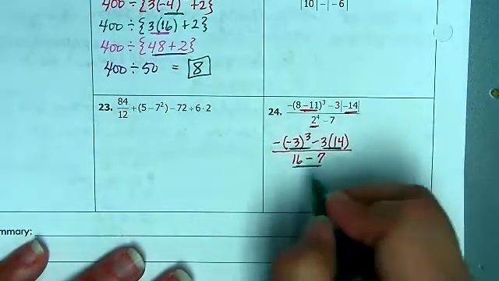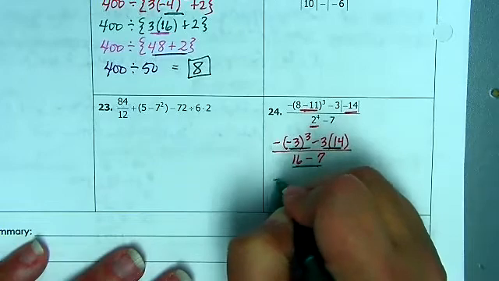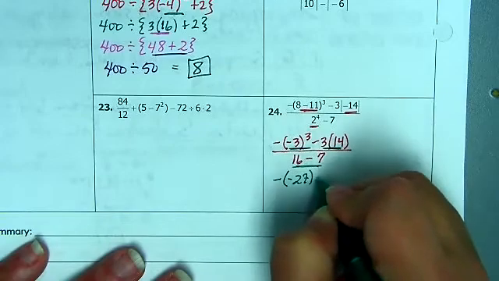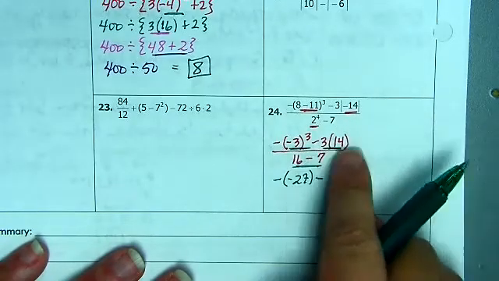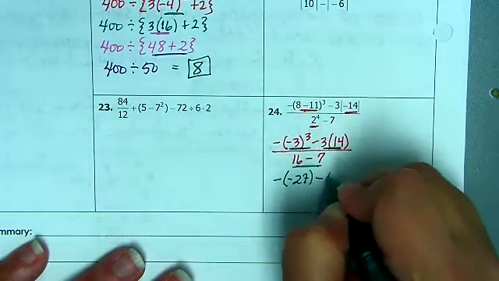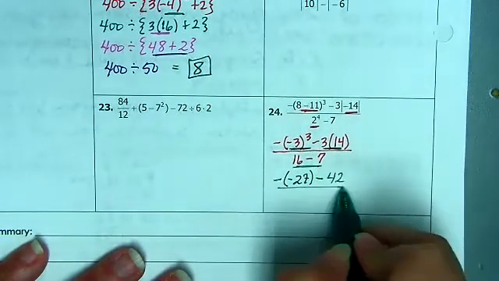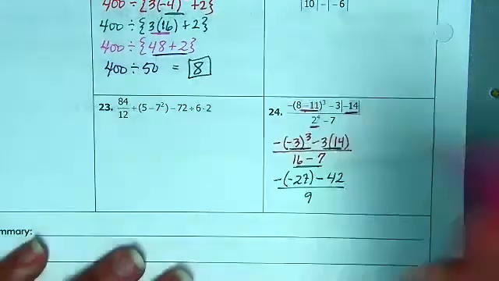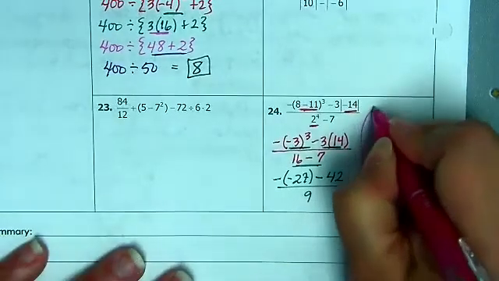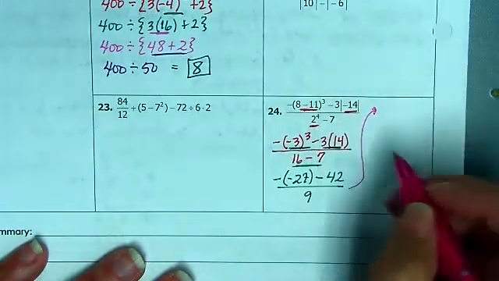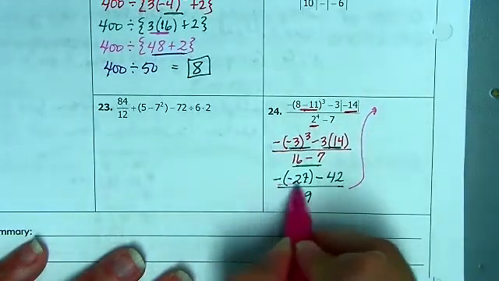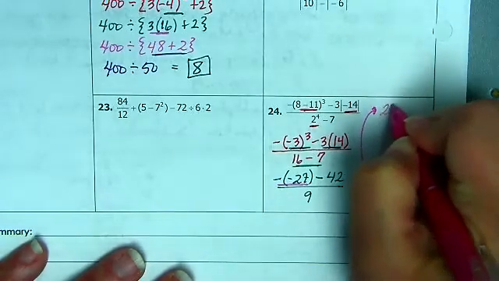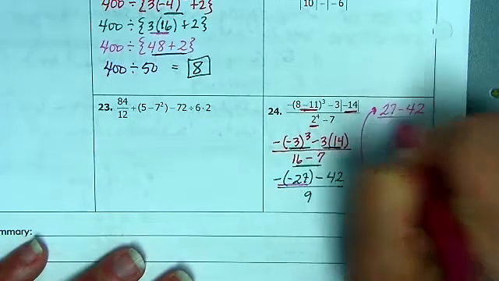Negative 3 to the 3rd power, that's going to give me a negative 27. So I have a negative, open parentheses, negative 27 minus 3 times 14, which is 42, all over 16 minus 7, which is 9. And now I'm going to kind of come up here because I don't have enough room. So I'm going to do the negative times a negative 27. So that's going to give me a positive 27. So I have 27 minus 42 all over 9.